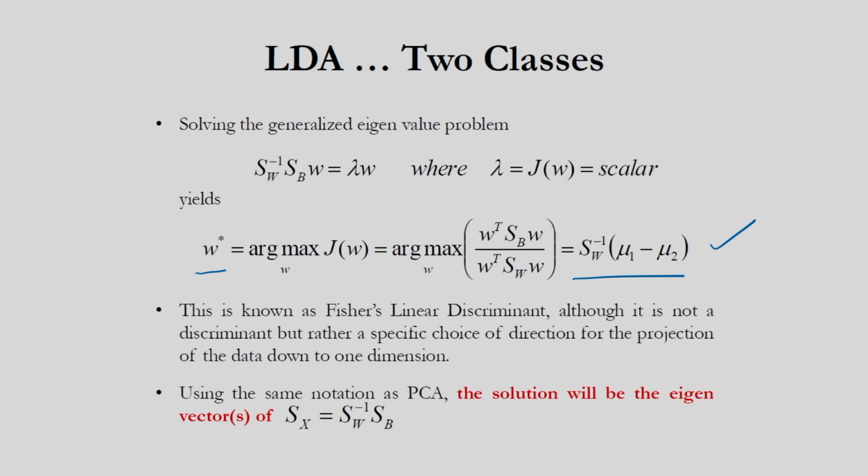And if I consider the same notation as PCA, the solution will be the eigenvectors of Sx, because in case of PCA also we determine the eigenvectors of the covariance matrix. Similarly, the solution will be the eigenvectors of Sx, that is nothing but SW to the power minus 1 into SB. So this is very similar to PCA, the principal component analysis. In PCA, we considered the eigenvectors of the covariance matrix. In this case, I am considering SW to the power minus 1 into SB. One is the within class scatter matrix, another one is the between class scatter matrix.